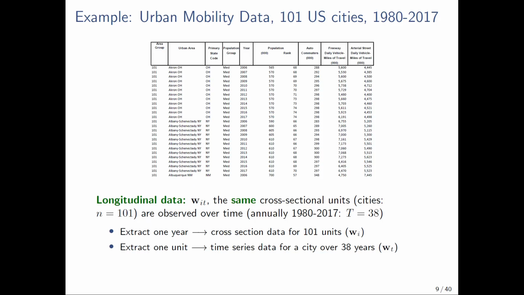And notice the relationship with the other structures. If we were to extract one single year from the longitudinal data set, then we would have a cross-section data set for 101 units. If we were to extract a single city, say Akron, Ohio, we would have a time series data set for Akron, Ohio from 1980 to 2017.